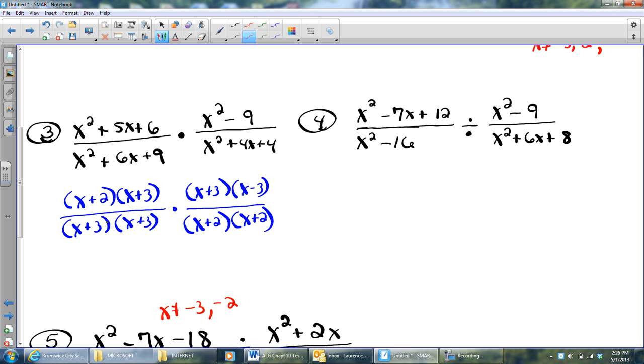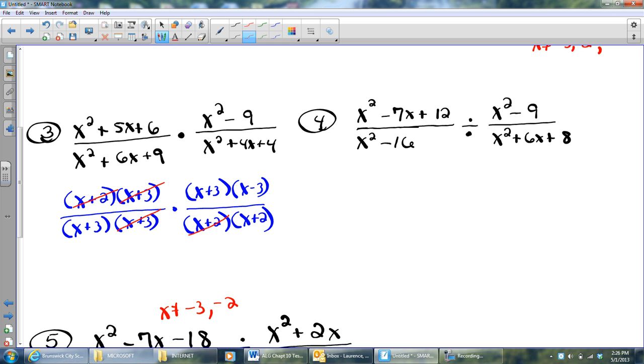Okay, and then you can cancel. All right, going to look vertically. It looks like I have an x plus 3 and an x plus 3. They're gone. Vertically in the second fraction, I don't see anything that'll cancel. Diagonally, down to the right, I have an x plus 2 and an x plus 2.